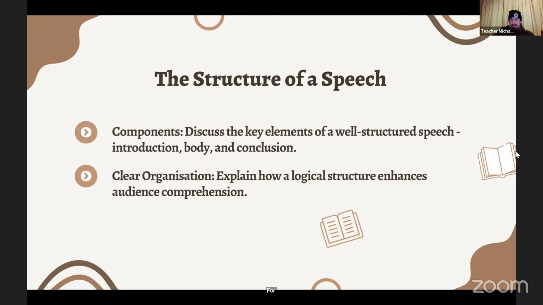Okay, Tom, 11 from Vung Tau. Why do you think it's important to have an introduction for a speech?